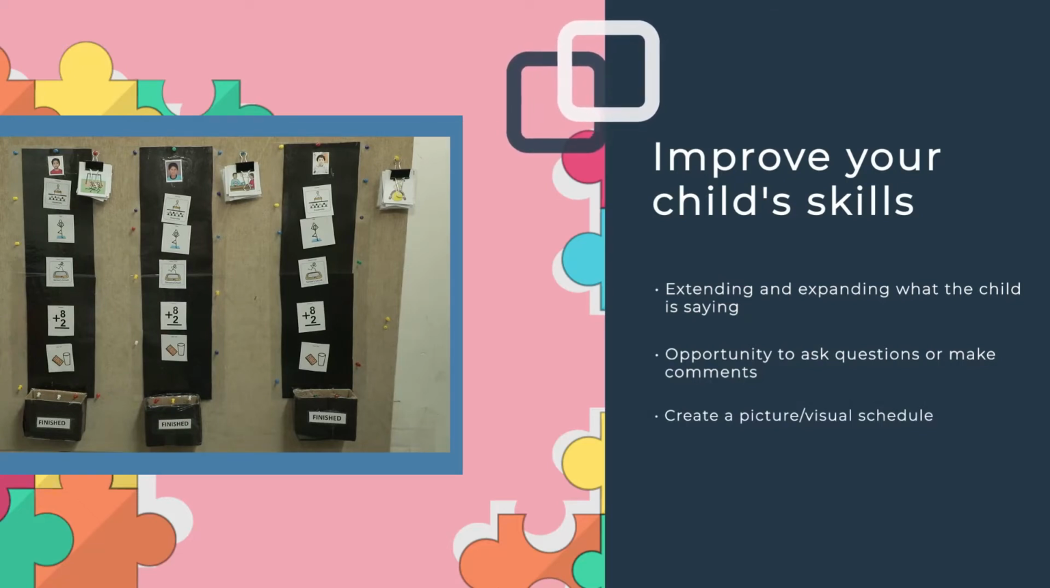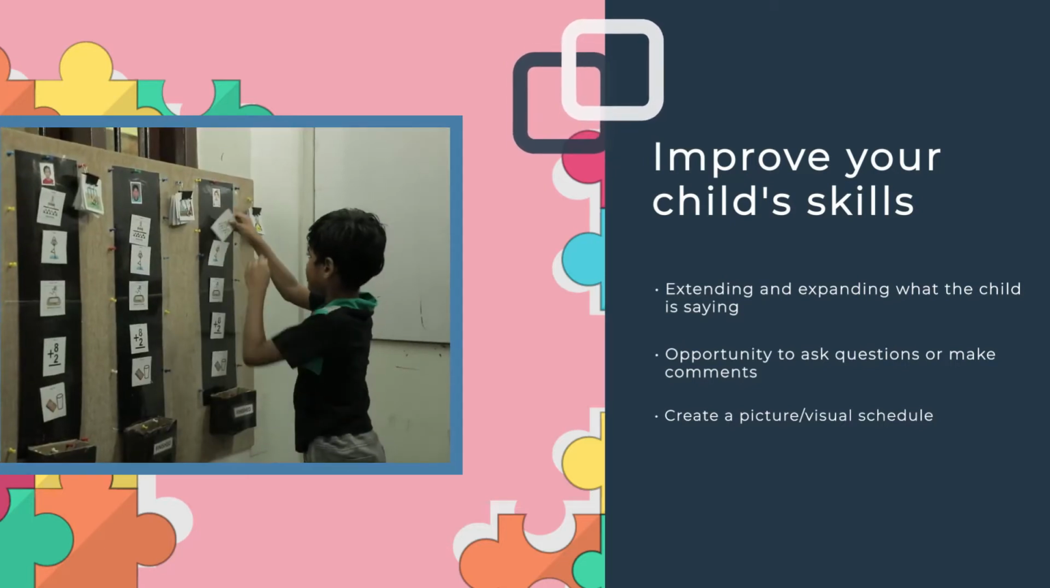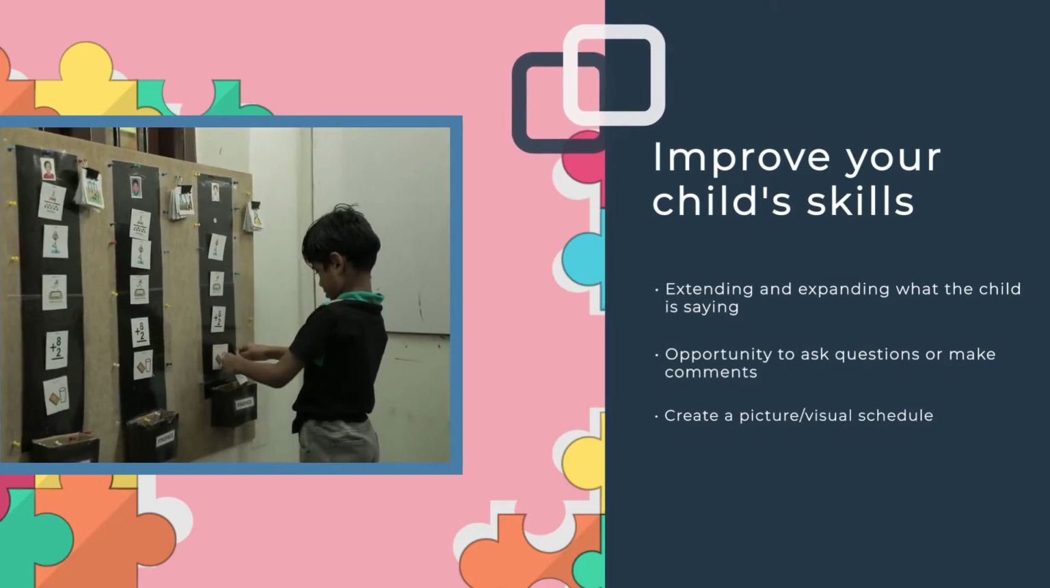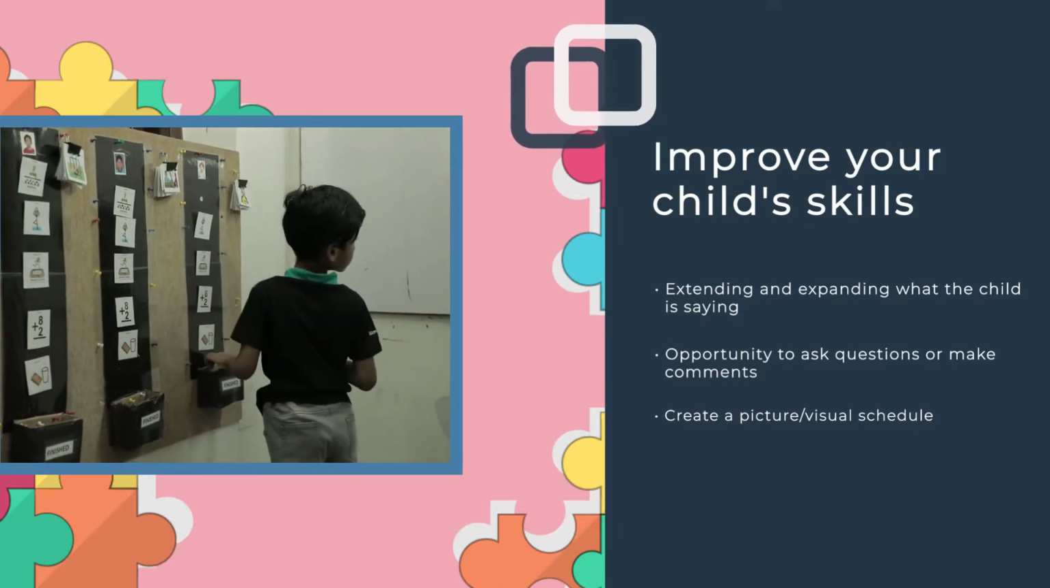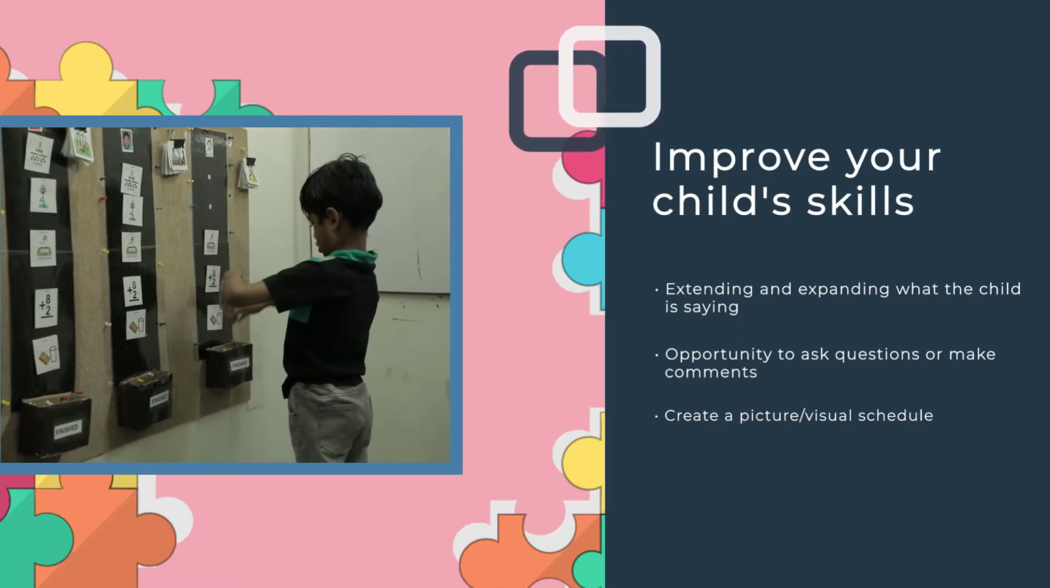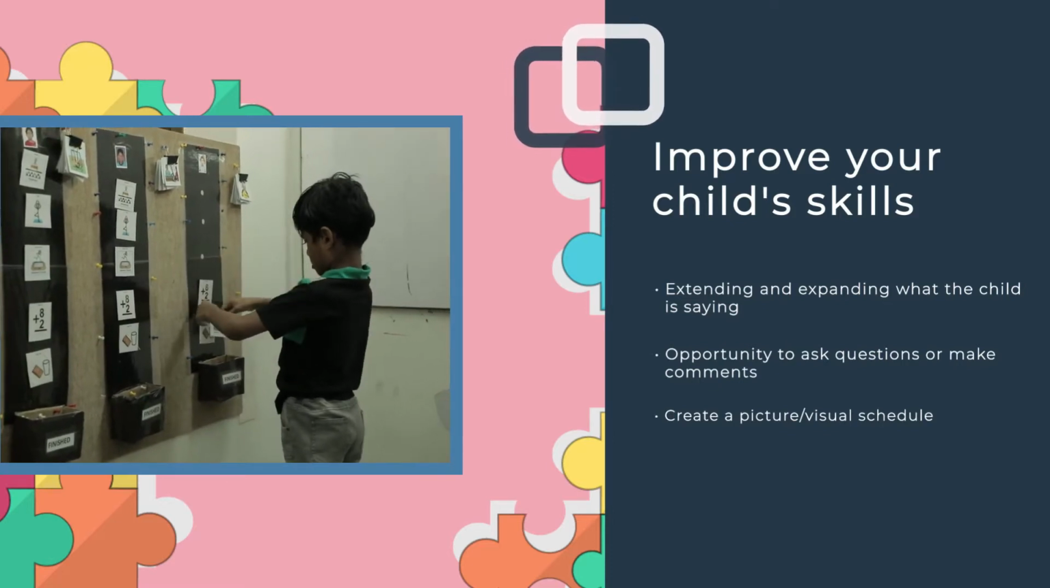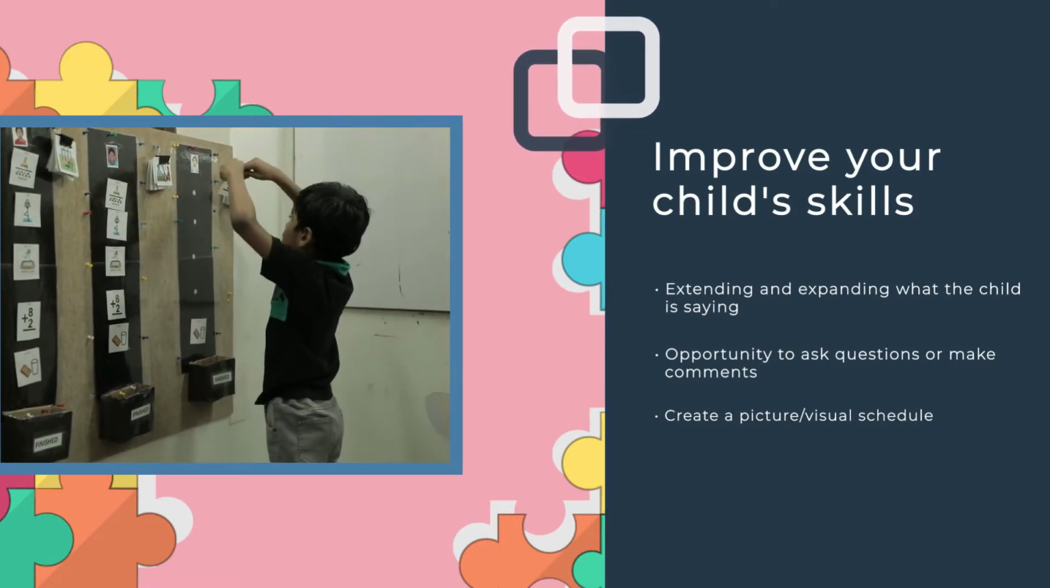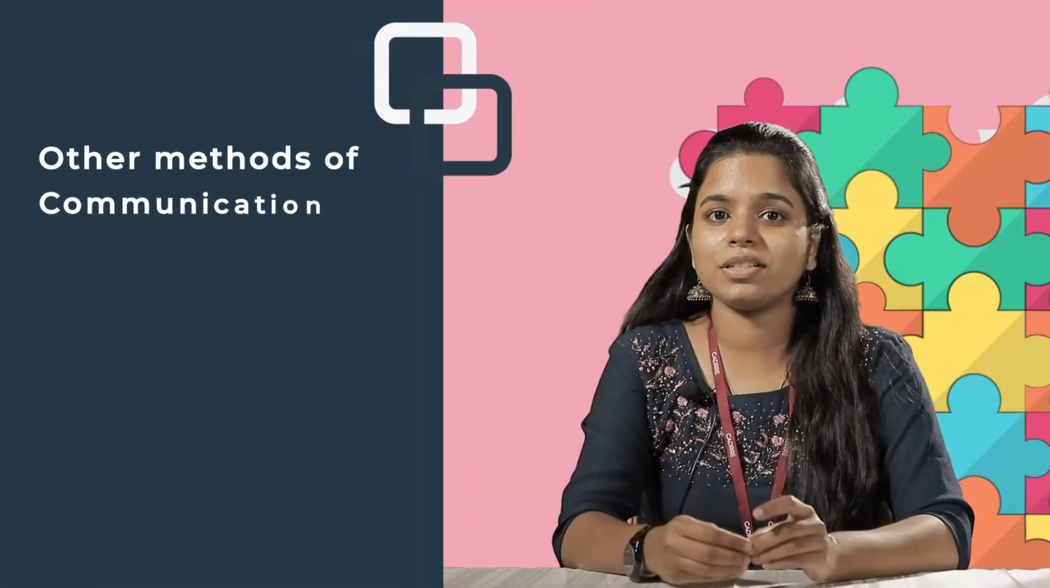Create a picture or visual schedule. Use pictures and fix them in the order in which the child's activities happen in a particular day or a particular time period. This picture or visual schedule will help the child to understand what happens next and also help the child to remain calm. And using the picture or visual schedule will help them to understand better, improve their sequencing abilities, that is what happens first, next, now and later, and provide a particular structure, a predictable structure in the child's day-to-day life. Children with autism spectrum disorder may not always communicate using speech.